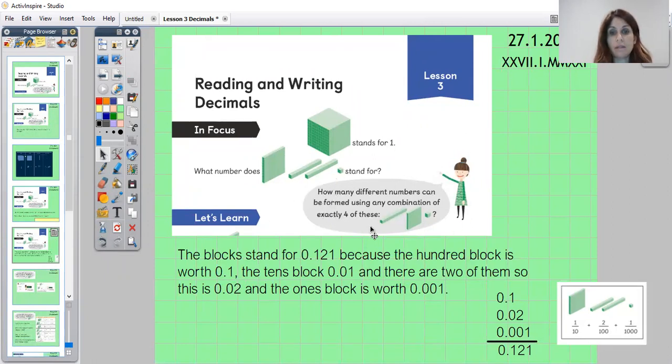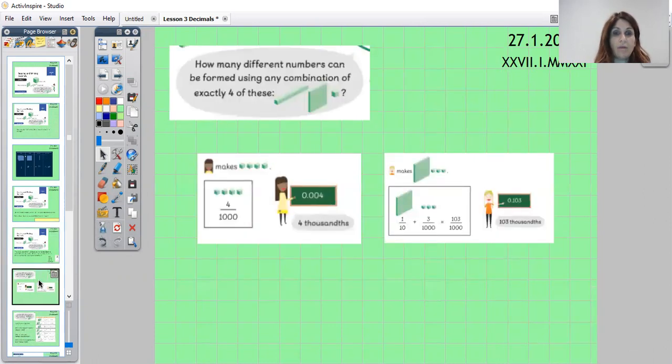How many different numbers can be formed using any combination of exactly 4 of these? Now, I do want you to have a go at this, so if you haven't done so already, I want you to pause the video and have a go at that. But before you do, just have a quick look at this page here that might help you if you're not sure.